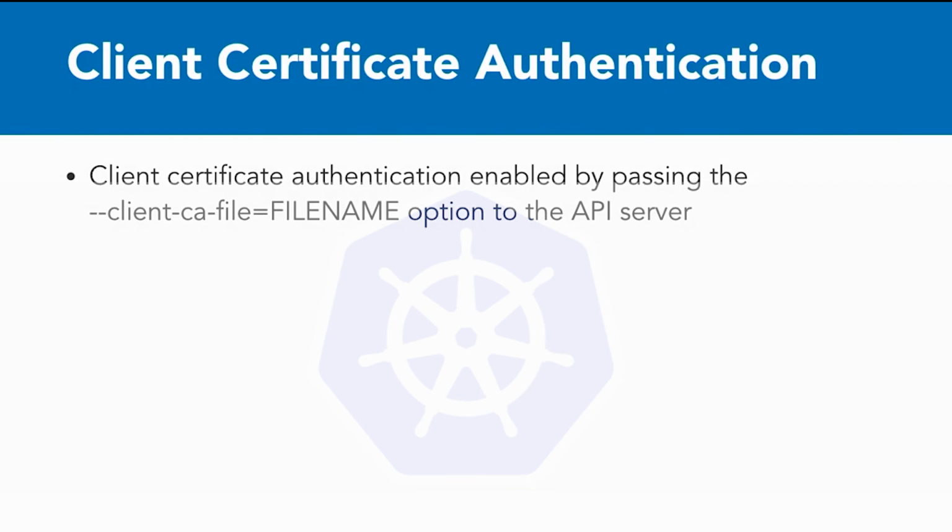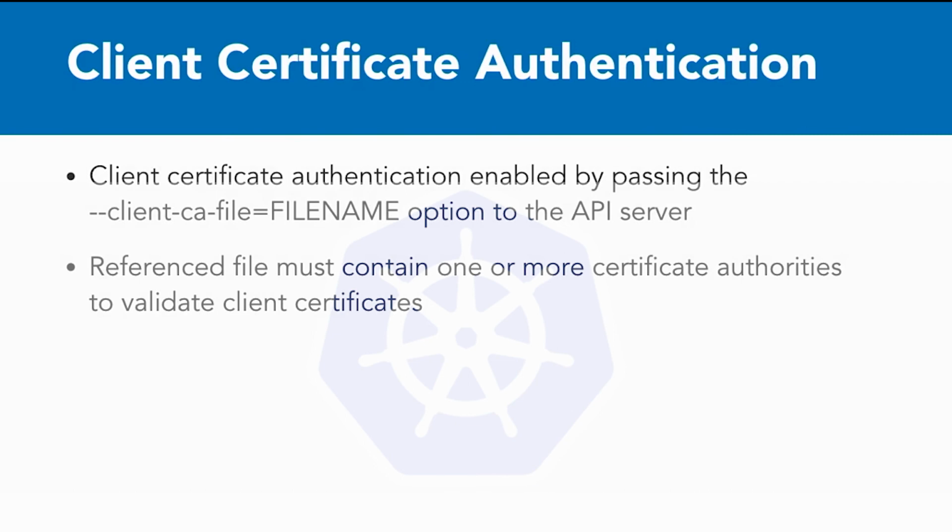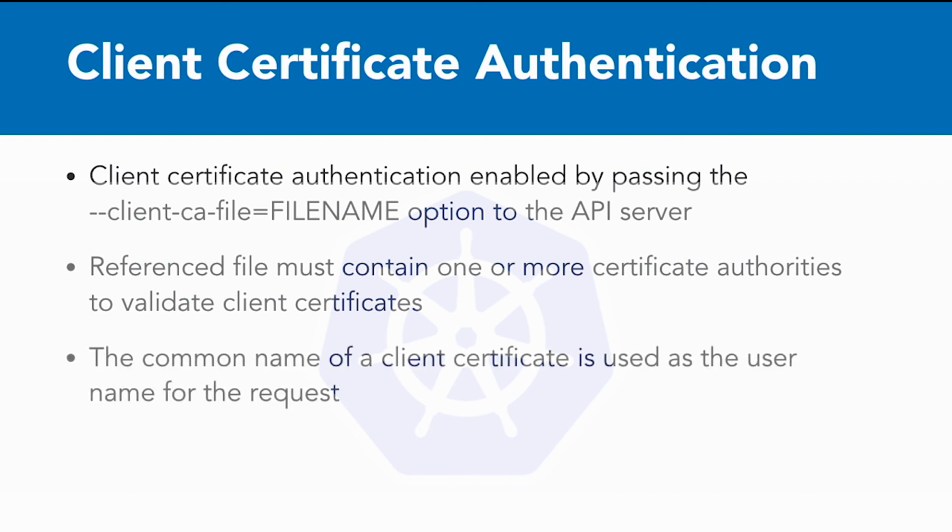Client cert authentication is enabled by passing the client CA file option to the API server. The reference file must contain certificate authorities to validate client certificates passed to the API server. If a client cert is presented and verified, the common name of the client certificate is used as the username for the request. This is a straightforward way to manage Kubernetes if you're comfortable with handling certificate management in your org.